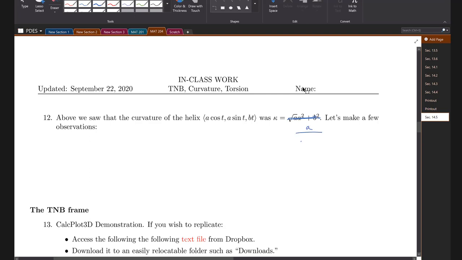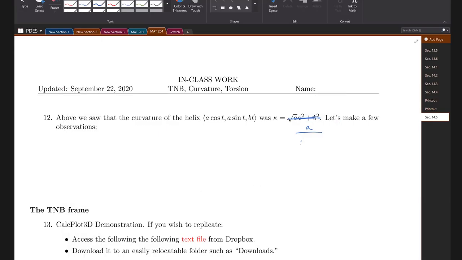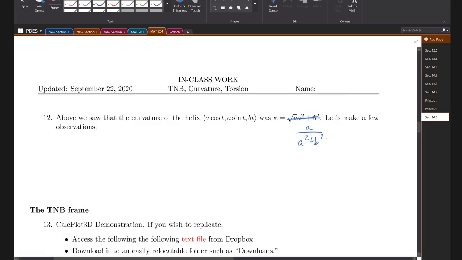a over, what was it? Just a second here, folks. a over a squared plus b squared? Yes. a over a squared plus b squared. Sorry about that. I want to make a few observations on this.